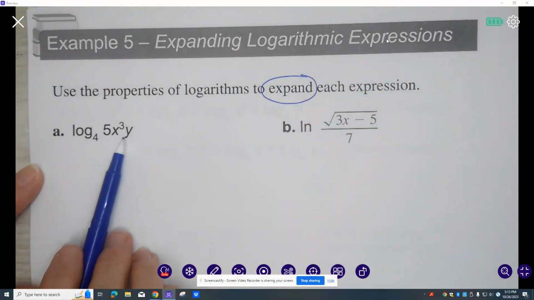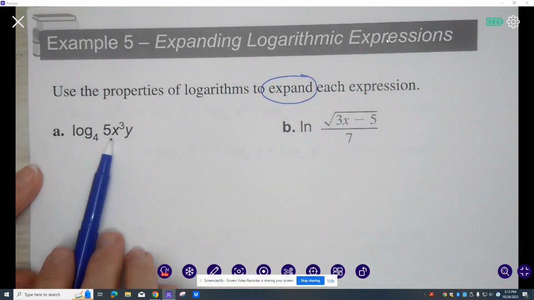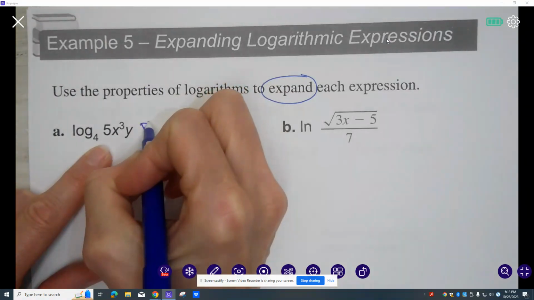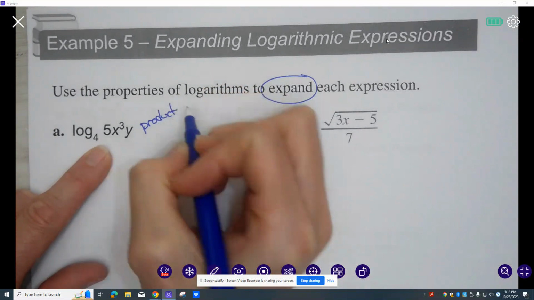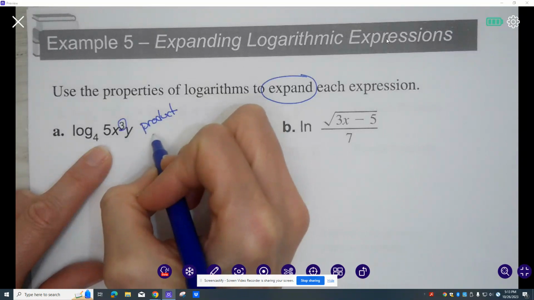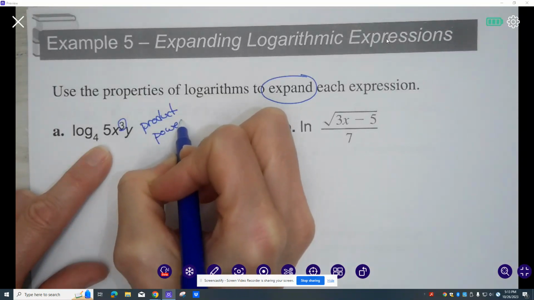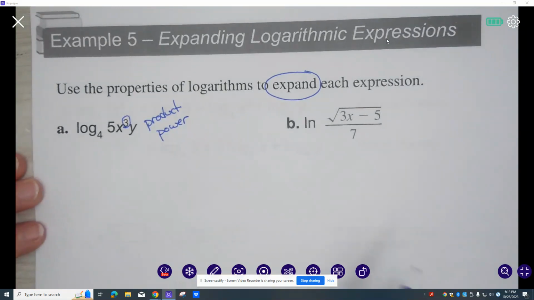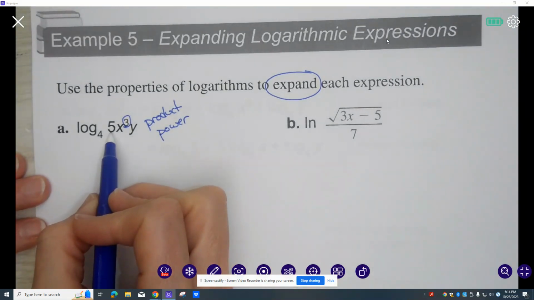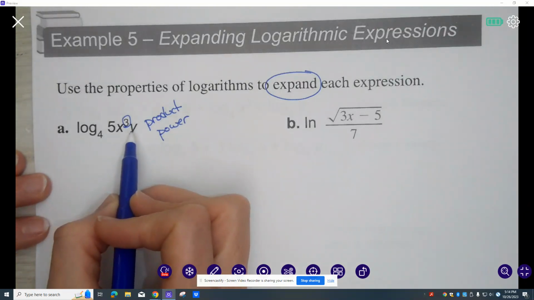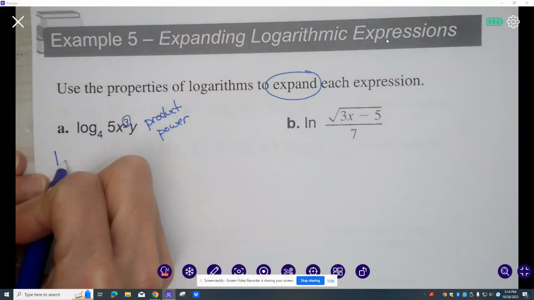So the first thing I notice about this is I have 5 times x to the third times y. So I know I'm going to use product property because I have all that multiplication in there. I also have an exponent, so I know I'm going to use power property. When I'm done, this should be all expanded out. So the first thing I'm going to do is separate this into log 4 of 5 plus log 4 of x to the third plus log 4 of y. So it's going to look like this.